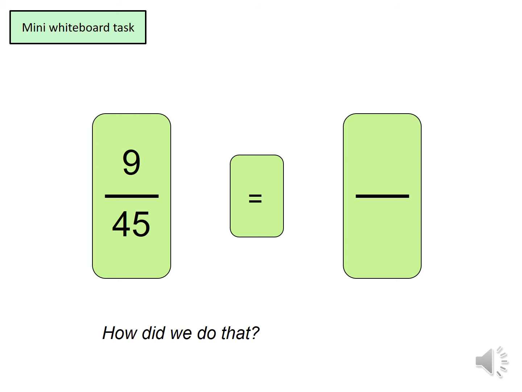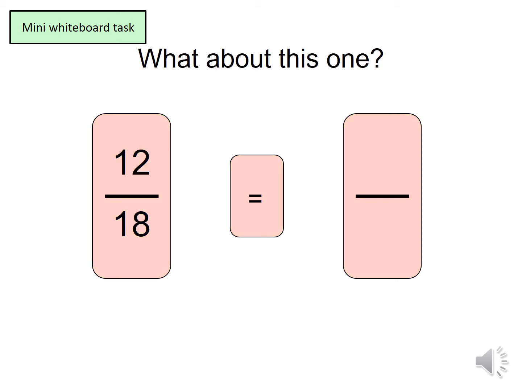Okay, welcome back. So the highest common factor of 9 and 45 is 9. So I'm going to divide the top by 9 and I'm going to divide the bottom by 9. 9 divided by 9 is 1. 45 divided by 9 is 5. So it's equivalent or equal to 1/5. Okay, what I'd like you to do now is to pause the video and have a go at this mini whiteboard question. Once you're finished, resume the video and I'll go through it myself.